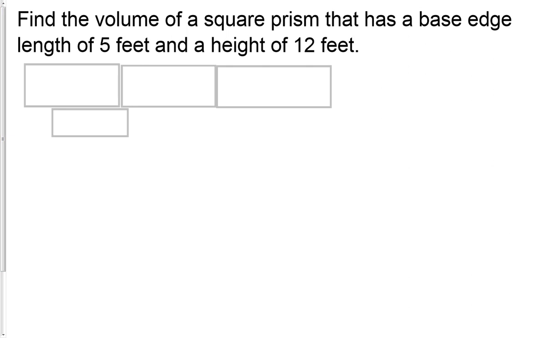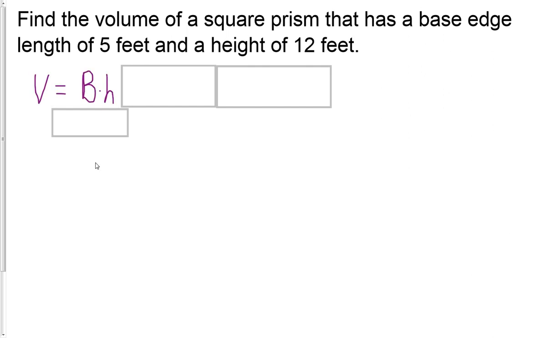Find the volume of a square prism that has a base edge length of 5 feet and a height of 12 feet. Now at first look, it may appear that we're missing something. We got length and height, where's our width? It's a square prism, so both length and width are 5.